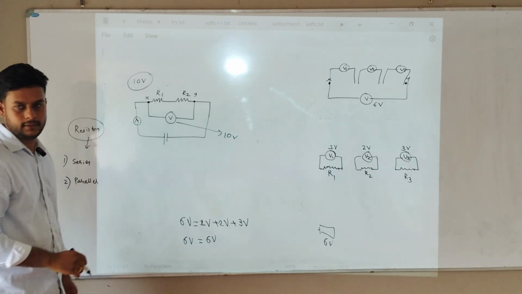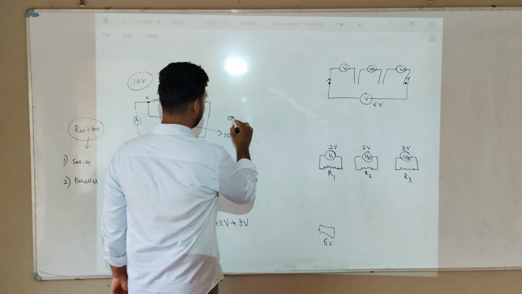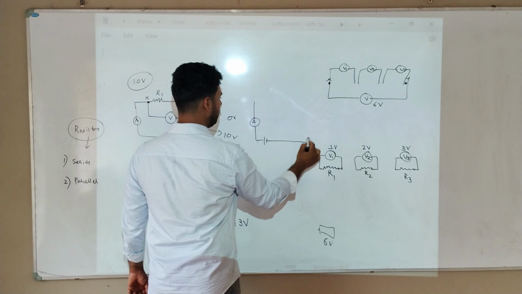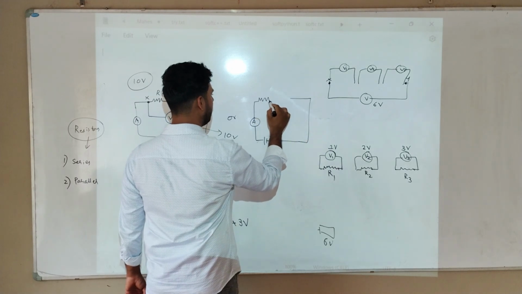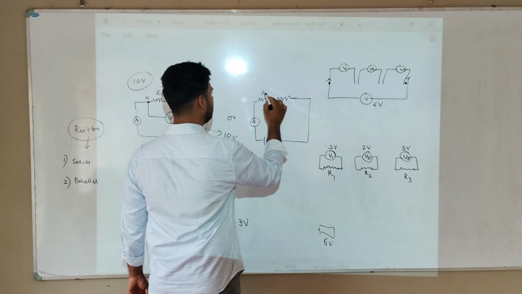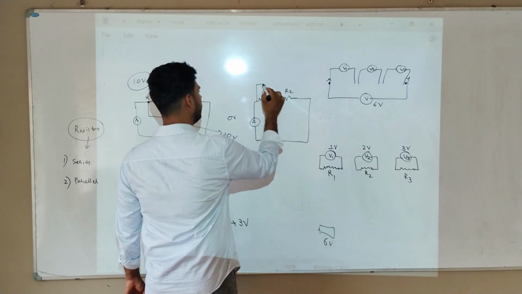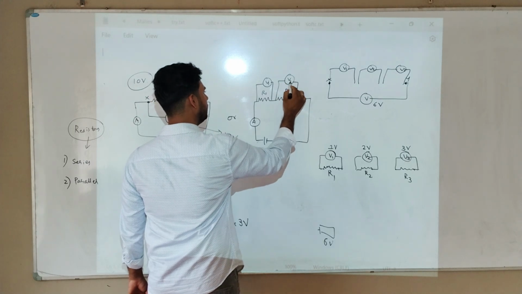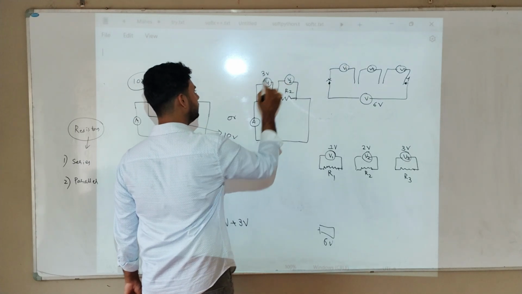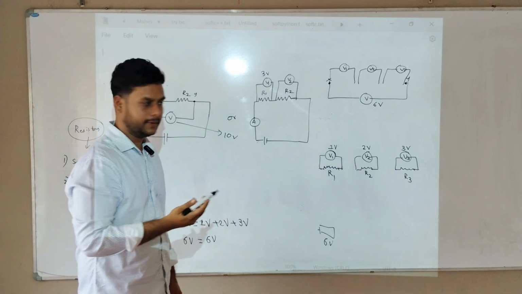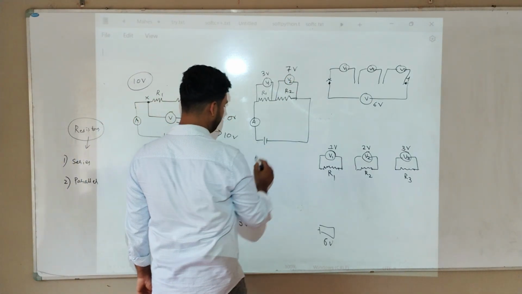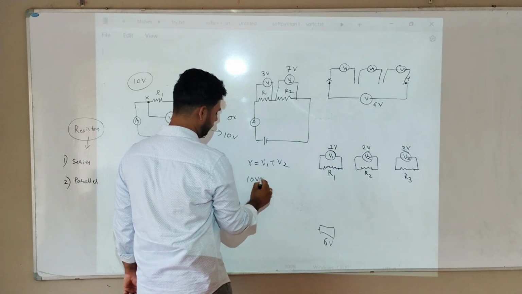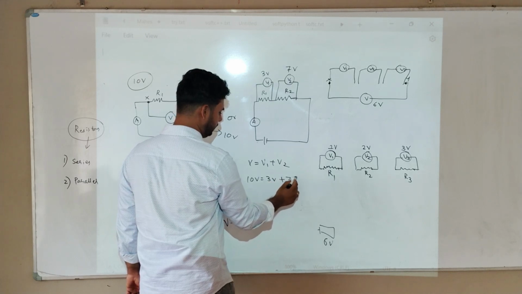Output. Now I will connect it like this. Same. Okay, ammeter here, battery here. First R1, R2. Here 1 voltmeter I will add, V1. Here 1 voltmeter, V2. If this is 3 volt, how much will this be? Definitely 7. So V is equal to V1 plus V2. 10 volt is equal to 3 volt plus 7 volt. 10 volt is equal to 10 volt.